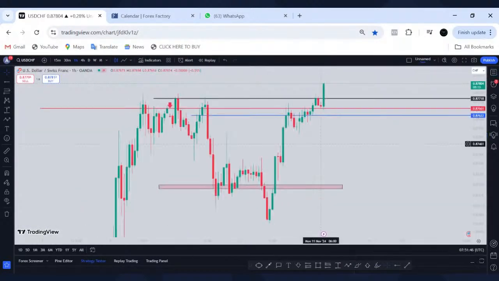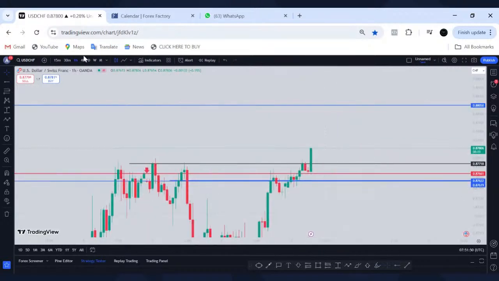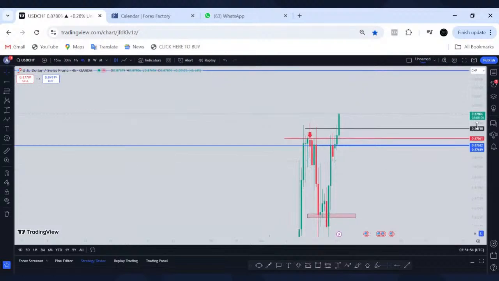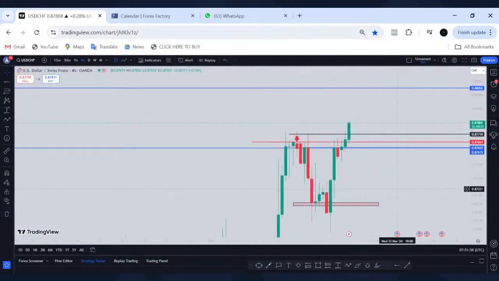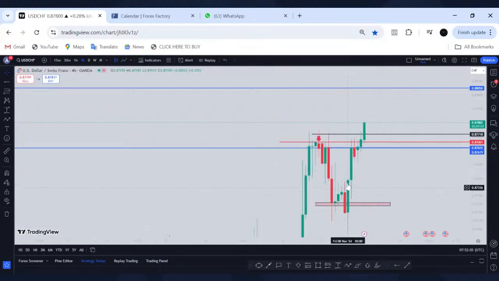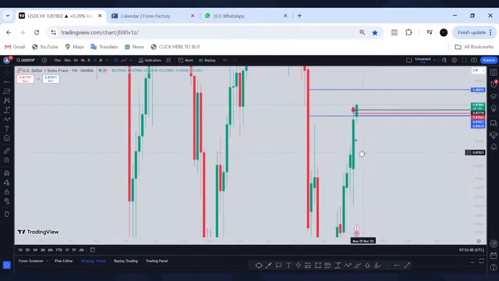So USD CHF has spiked off, it has taken off. Wow. So you see, you just need to understand. The way I trade, my strategy works very well. It's only a few times that it's going to fail. Last time I was really surprised the trade failed.